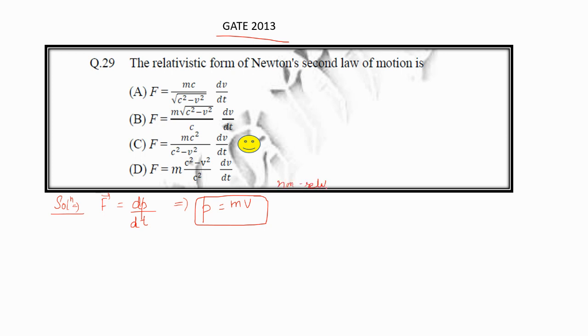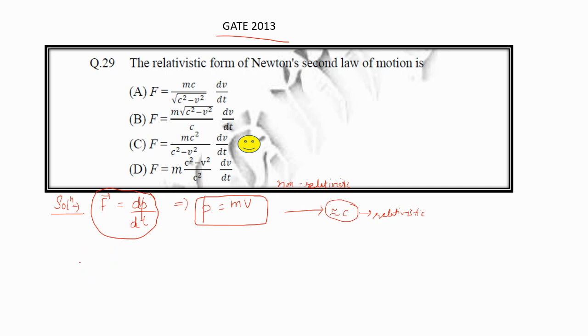Non-relativistic case meaning when the particle is traveling with a speed very small compared to the velocity of light. Suppose there is some particle traveling with a speed comparable to the speed of light, then we apply relativistic mechanics. Okay. So now how to find out force in relativistic form?